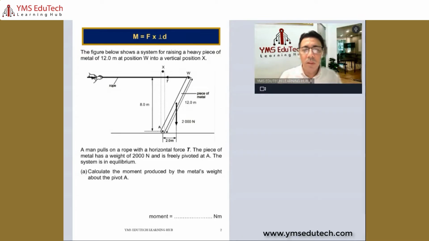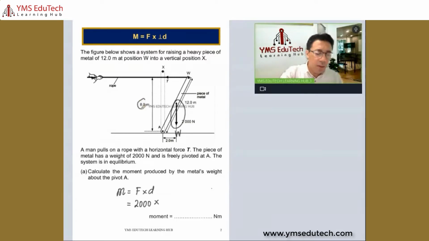Now let's calculate the moment produced by the metal's weight about the pivot A. Moment is given by force multiplied by distance. So this force here, they are referring to the weight. So it is 2000 Newton multiplied by the distance, which must be a perpendicular distance. Which of these values of distances, we have 8 meters, 12 meters, 2 meters, which one of these would we use to multiply into this question?